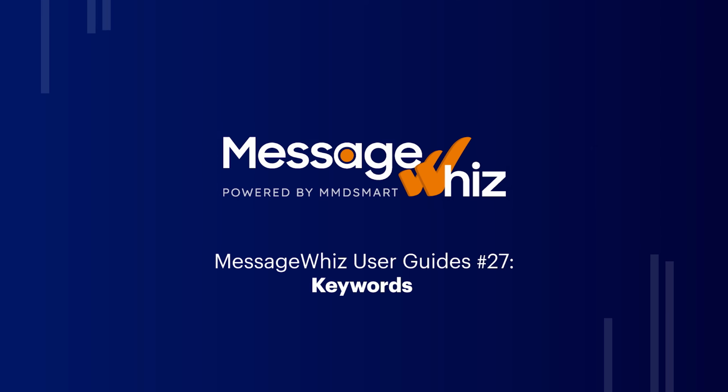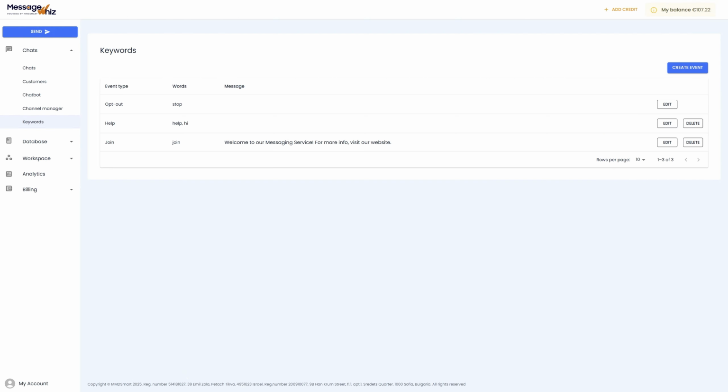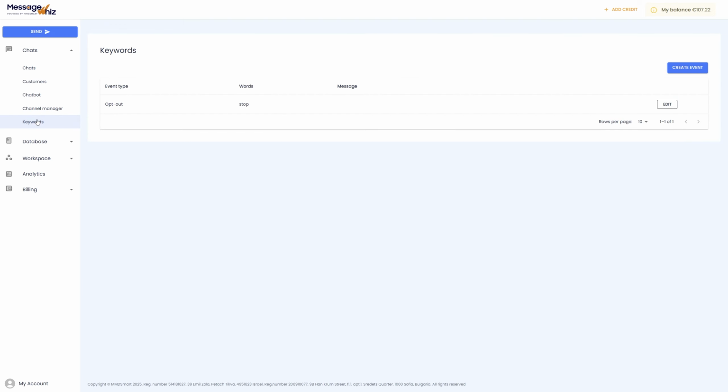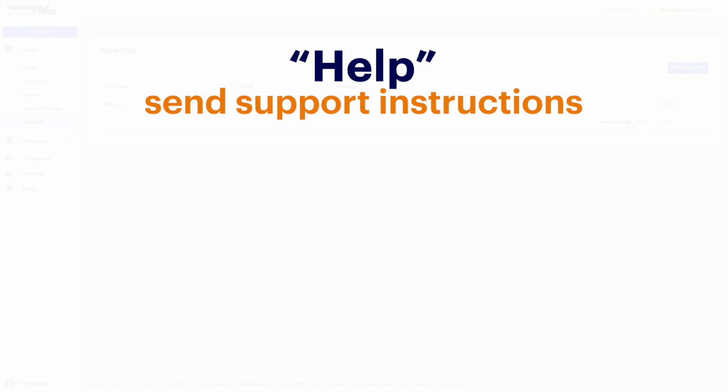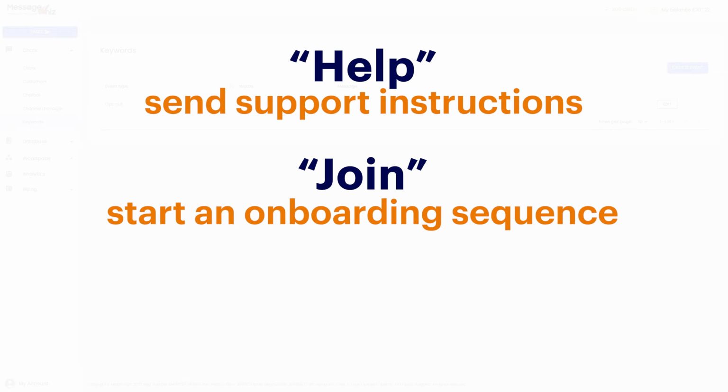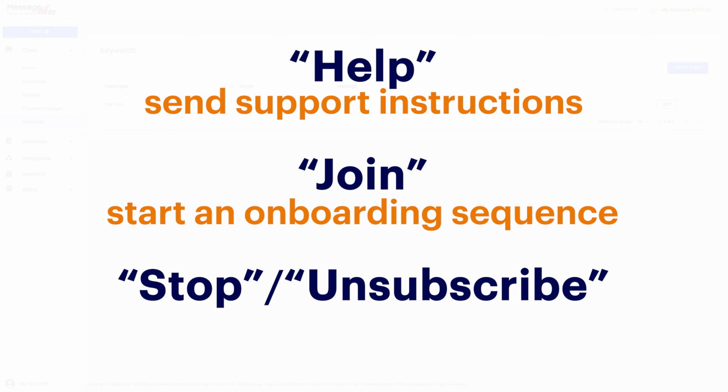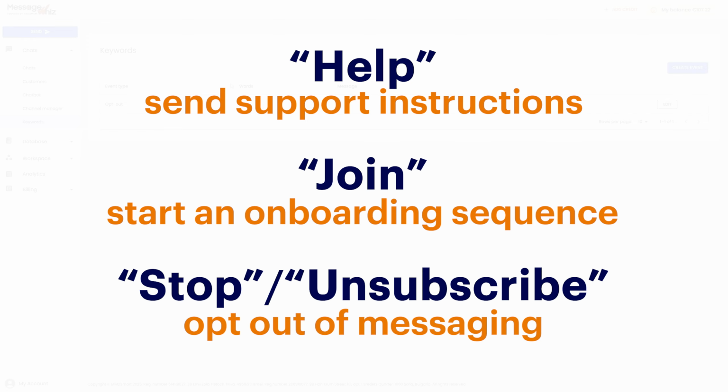In this tutorial, we'll explore the Keywords section, an essential tool for automating responses based on specific user input. Keywords are predefined words or phrases that customers send, which automatically triggers specific response flows. Common examples include help to send support instructions, join to start an onboarding sequence, stop or unsubscribe to opt out of messaging.